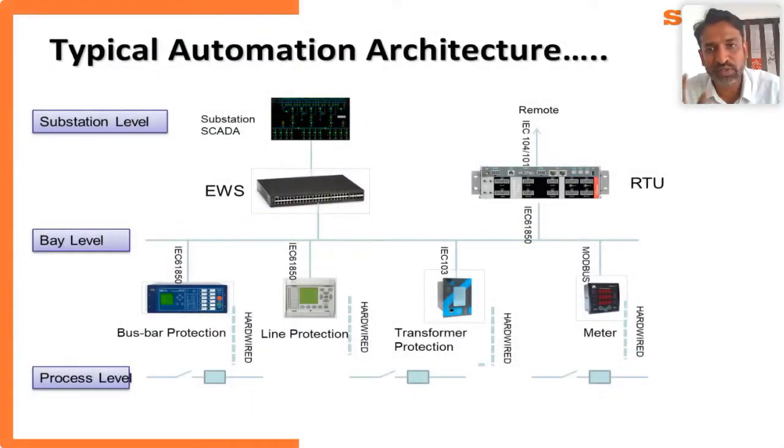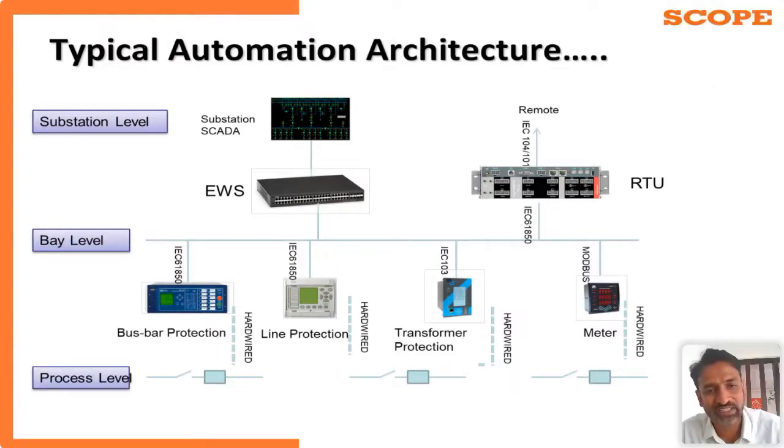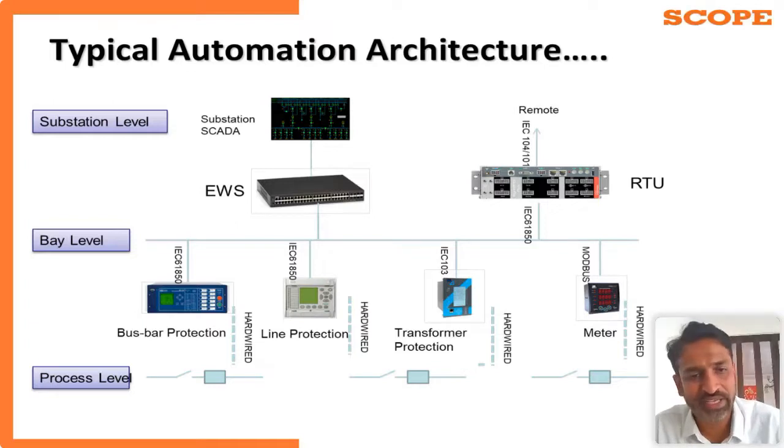It is completely a new automation system with which the new substations are coming up, where there are lesser copper wires. From process level to bay level, only the copper wires. Still, we are using the copper wires. And from bay level to automation level and higher levels will be completely on Ethernet cable or optical fiber cable. So this is how the typical substation automation or SCADA system works.